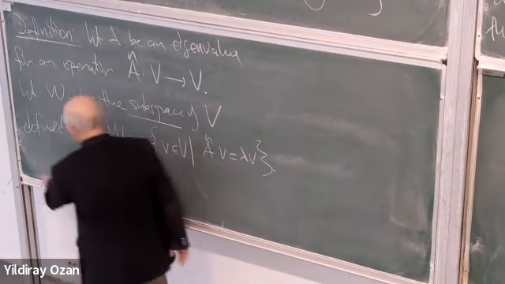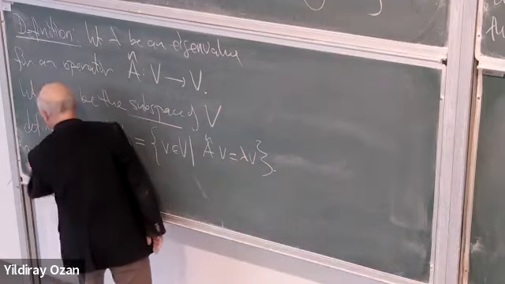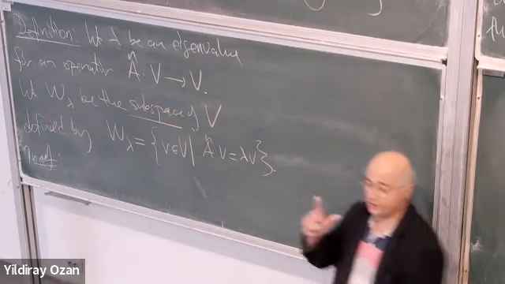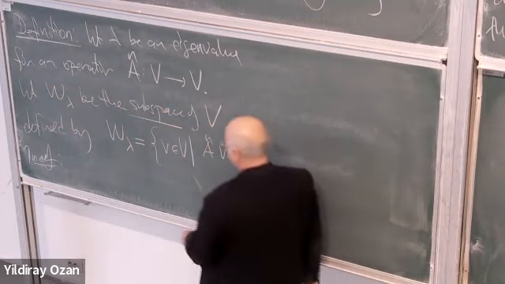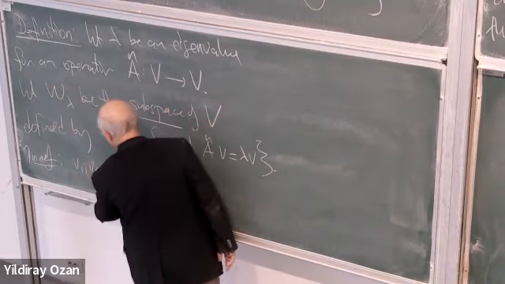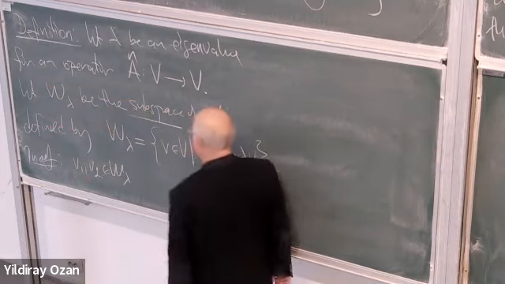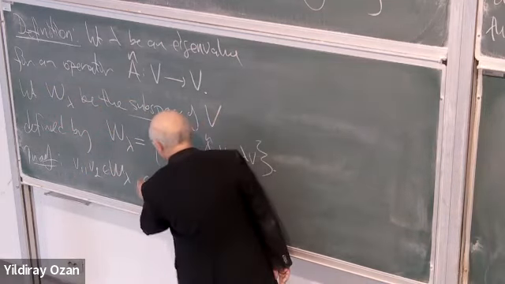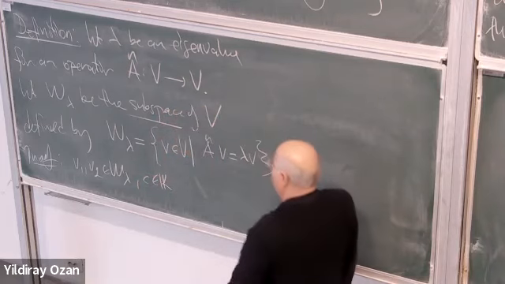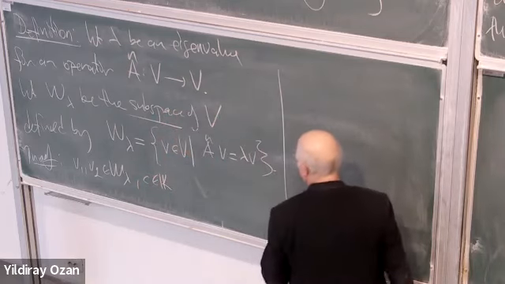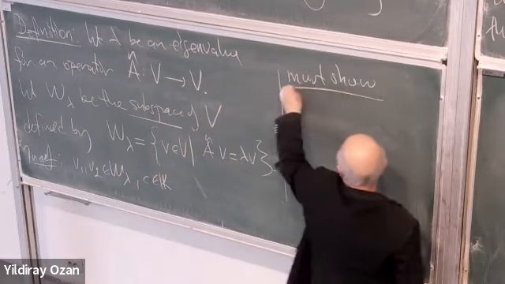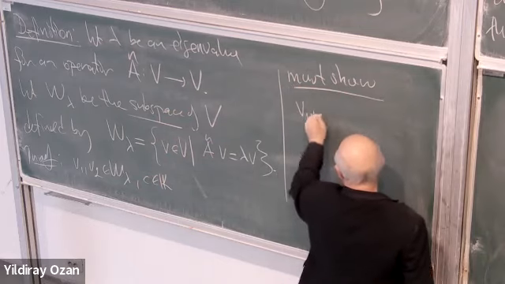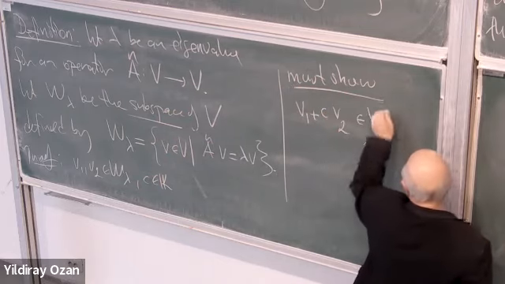Why is it a subspace? Proof. You have to prove two things, right? For this to be a subspace, it should be closed under vector addition and scalar multiplication. So let's say V1 and V2 are in this set, and C is a constant. We want to show the following: V1 plus C times V2 is in this set, right?